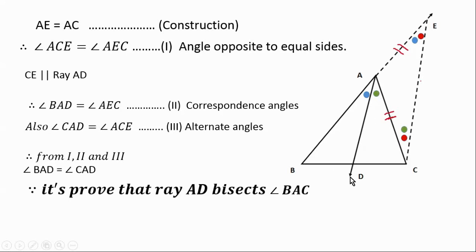So hence this is the proof, and since it is proved, the ray AD bisects the angle BAC. So this is how the converse theorem is proved.